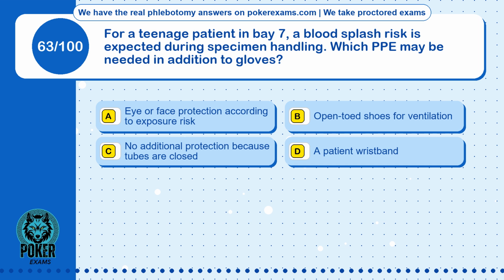Question 63. For a teenage patient in Bay 7, a blood splash risk is expected during specimen handling. Which PPE may be needed in addition to gloves? Option A, eye or face protection according to exposure risk. Option B, open-toed shoes for ventilation. Option C. No additional protection because tubes are closed. Option D. A patient wristband.